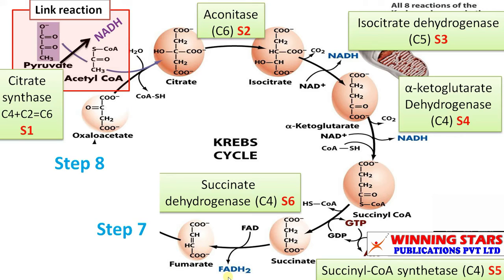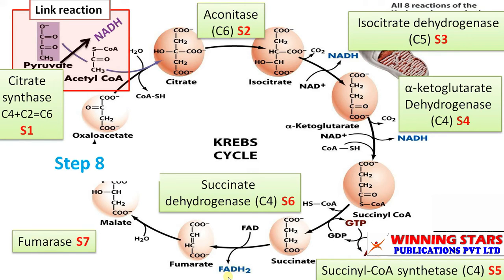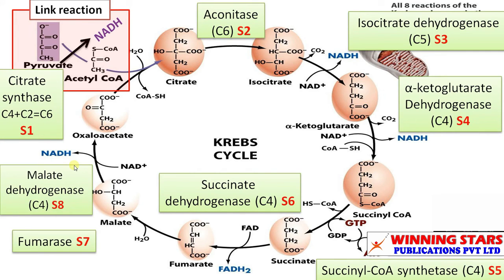Then in step 7, fumarate is converted to malate by the addition of water or hydration, and the enzyme is fumarase, or it is also called fumaric acid hydratase. Water is added. Now malic acid is formed. And finally in step 8, malic acid or malate is converted to oxaloacetate by dehydrogenation reaction by the formation of NADH, thus completing the cycle. And the enzyme involved is malate dehydrogenase. So this is the Krebs cycle.